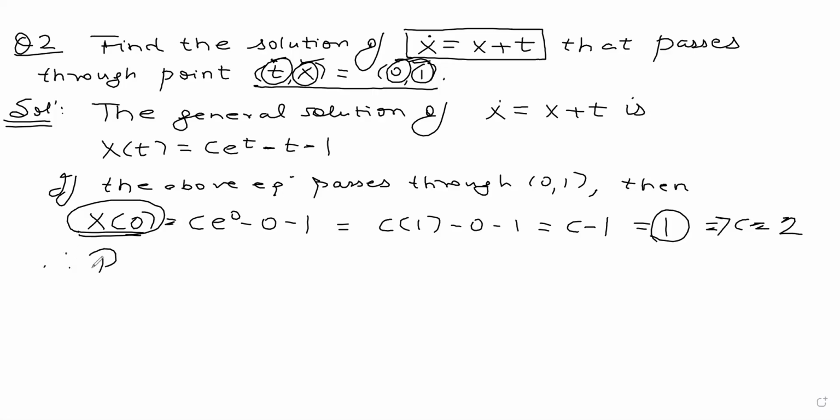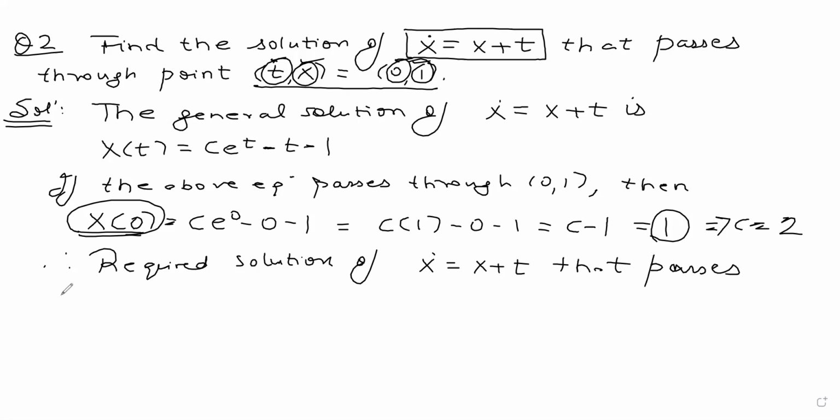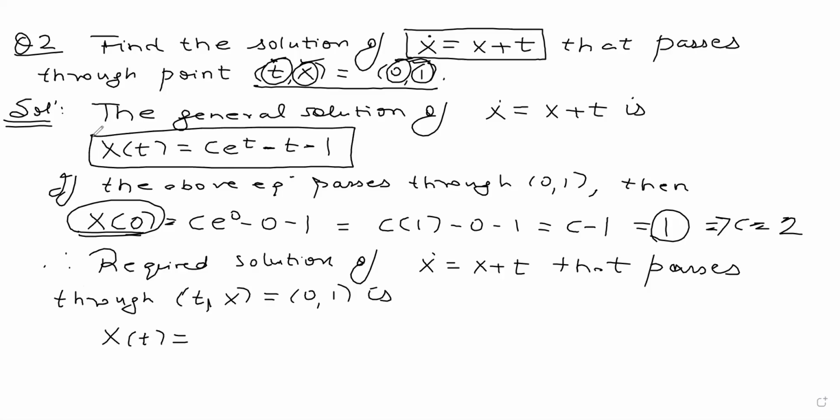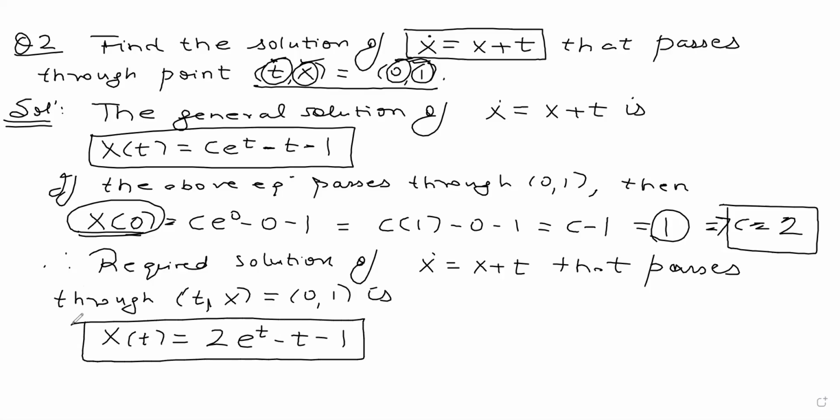So therefore I can say the required solution of x dot equal to x plus t that passes through t comma x equal to 0 comma 1 is given by x of t equals, this was the general solution guys, but what is c? C has come out as 2, so I can write 2 e to the power t minus 1. This is the, I can say this is the particular solution.